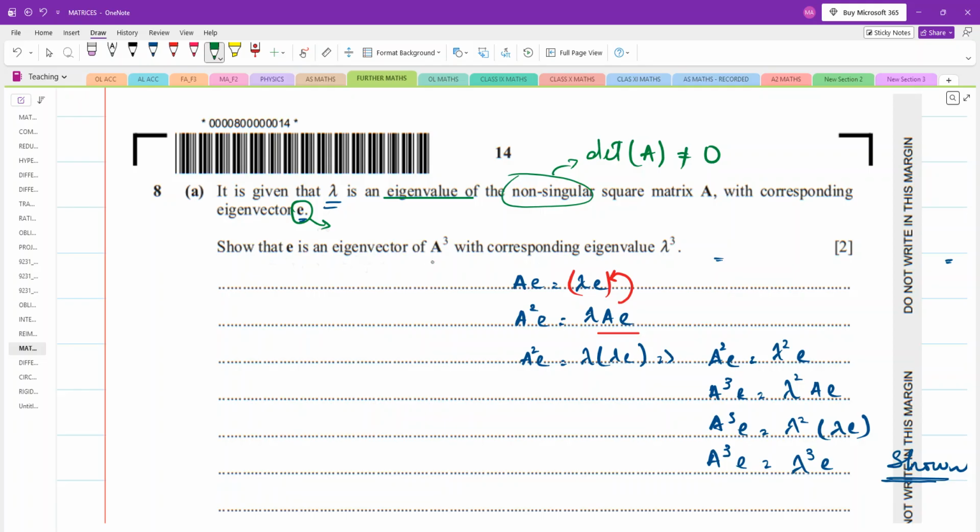Show that V is an eigenvector of A cubed. And we discussed this: no matter what transformation A goes through, if its eigenvector is V, it will still remain V for a different value of lambda. And we are about to show this. We know the equation which says A into eigenvector is equal to lambda into eigenvector.